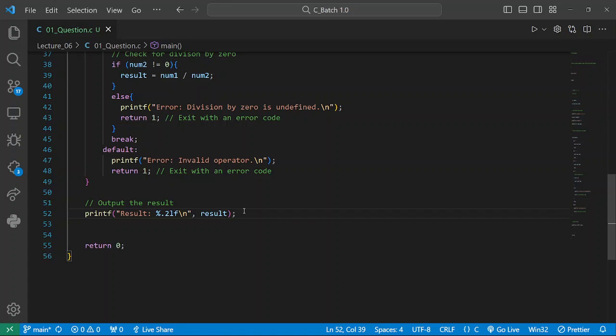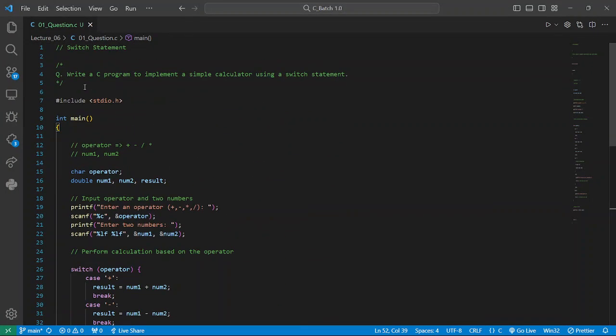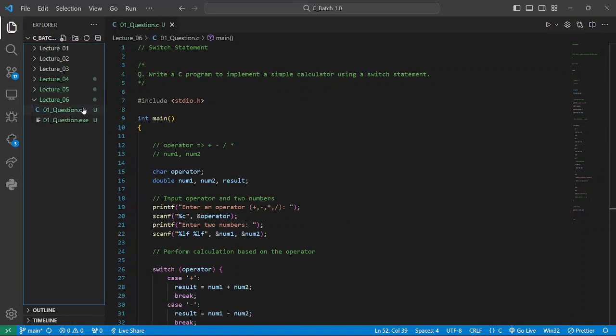So let's go with the next question. A good question asked by someone. It is a good thing. While doing questions, you learn a lot of things. That's the good thing about questions.